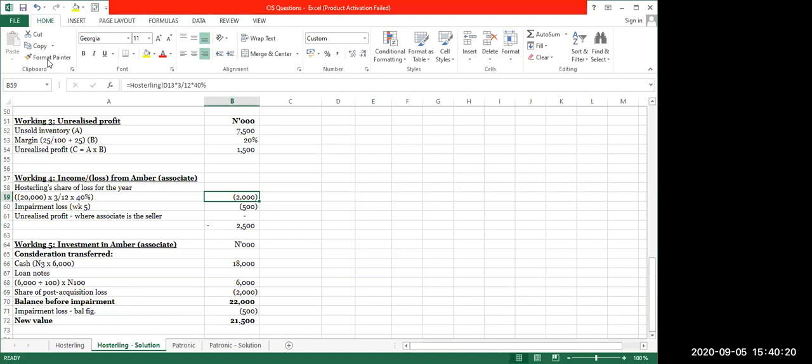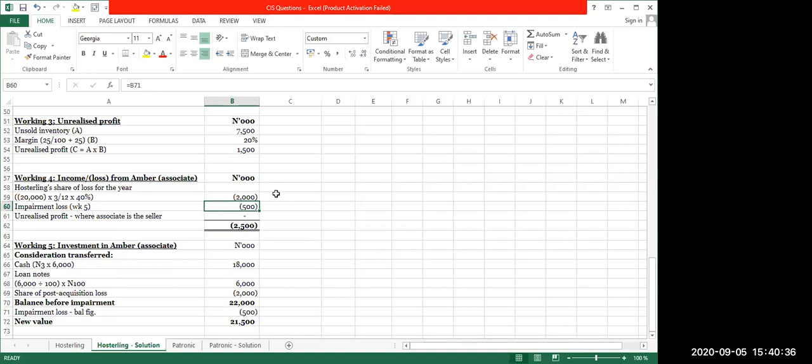So the final figure for income or loss from associate is 2,500. Ladies and gentlemen, as far as the associate is concerned, the associate is down. London has fallen. The Olympus has fallen. The associate has fallen. It's down. We have handled that.